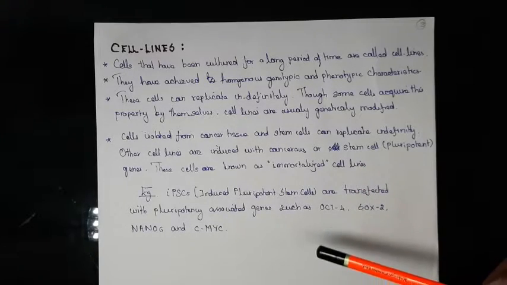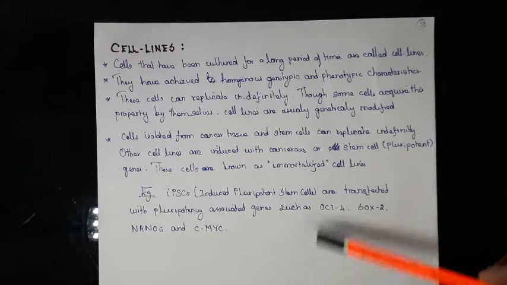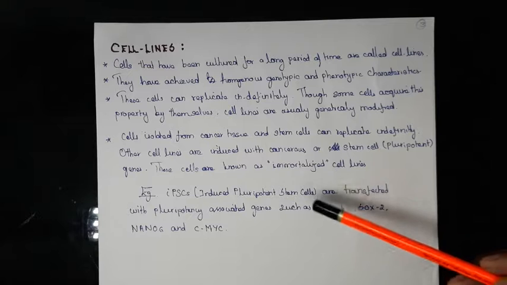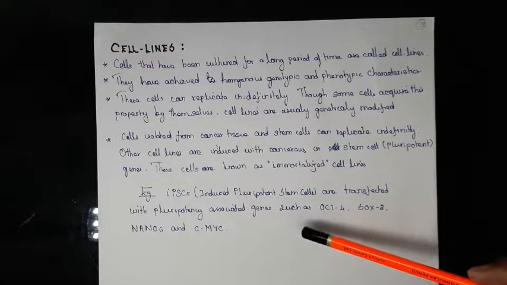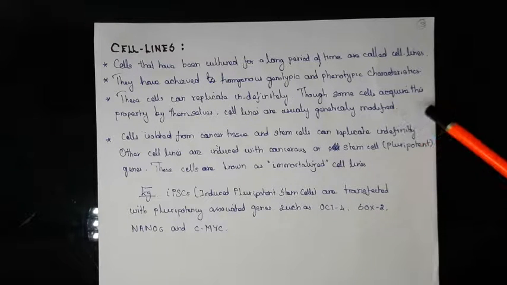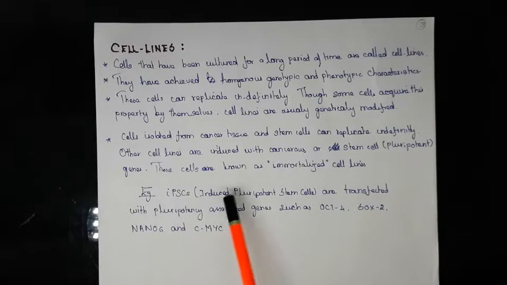So the cells that have been cultured for a long period of time are called cell lines. Due to the long period of culturing, they have achieved homogeneous genotypic and phenotypic characteristics. These cells can replicate indefinitely. Though some cells acquire this property by themselves, cell lines are usually genetically modified for longer replication. Cells isolated from cancer tissues and stem cells can replicate indefinitely on their own. Other cell lines are induced with cancerous or stem cell genes. These cells are known as immortalized cell lines.